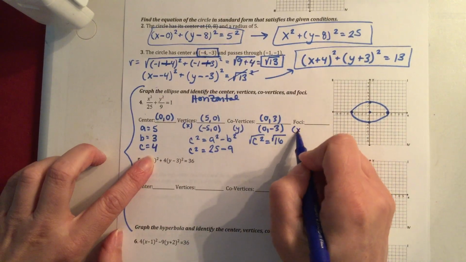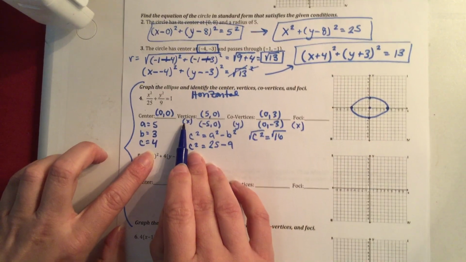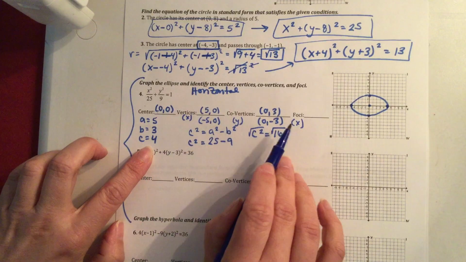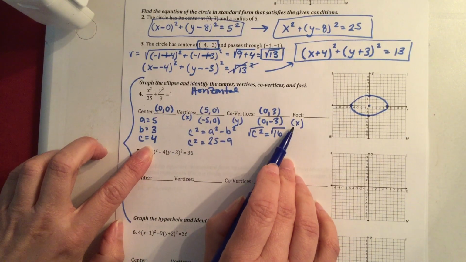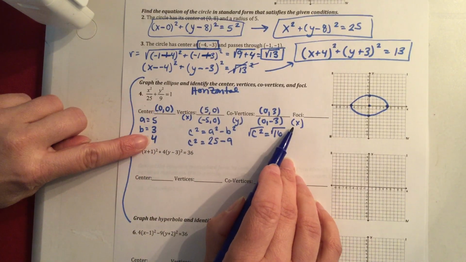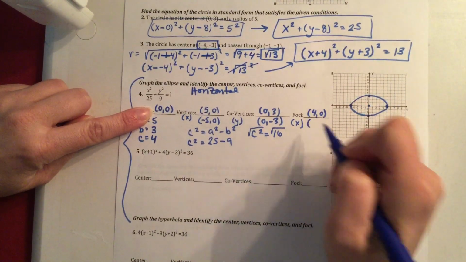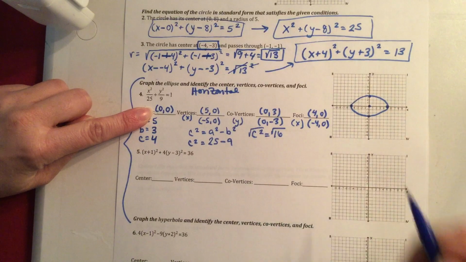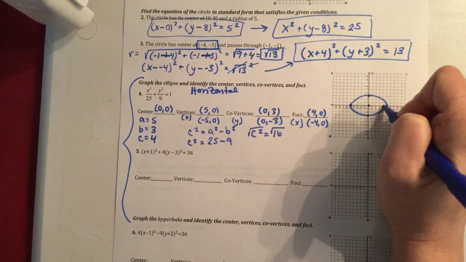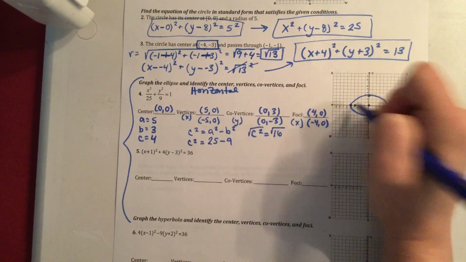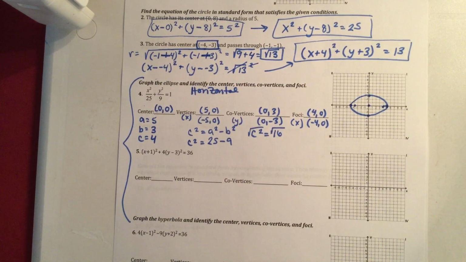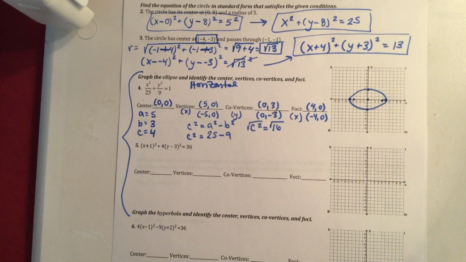Your foci points always go with the vertices. So your vertices, you changed x. Foci points, you also change x. So I take the center and I have to add and subtract 4. So 0 plus 4 is 4, 0. 0 minus 4 is negative 4, 0. So I go to the right 4, stay at 0. Go to the left 4, stay at 0. And we are done. There is a horizontal ellipse.